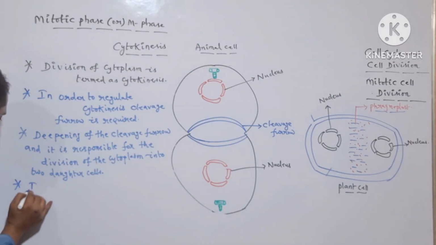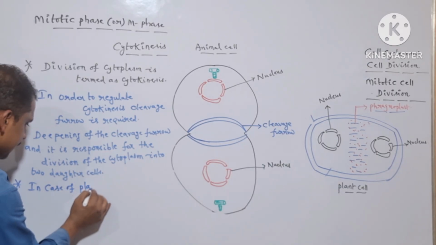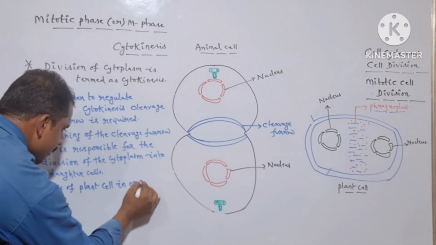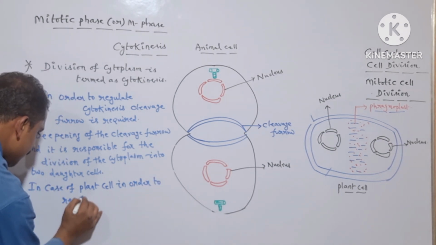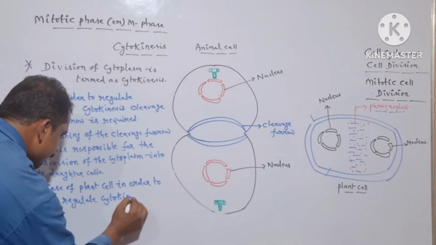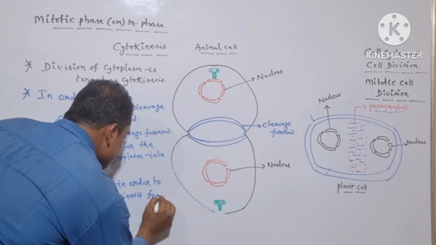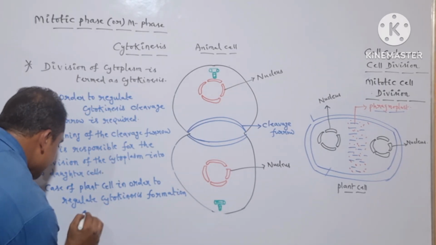In case of plant cell, in order to regulate cytokinesis, formation of early cell plate is required.